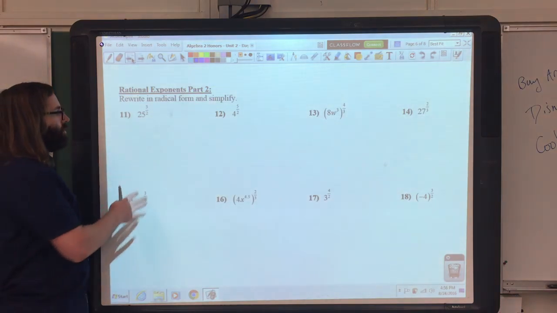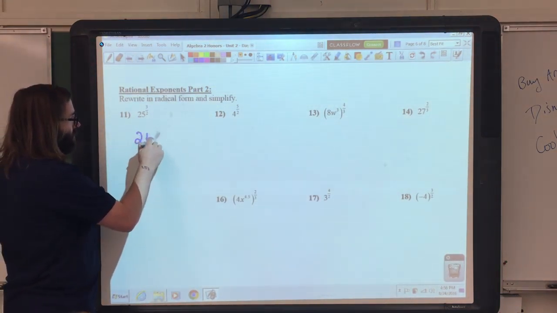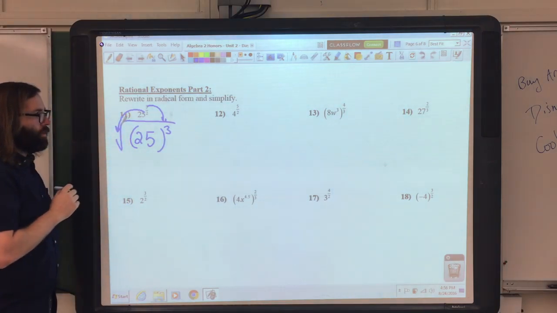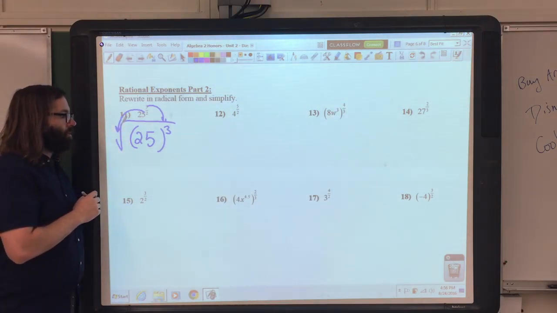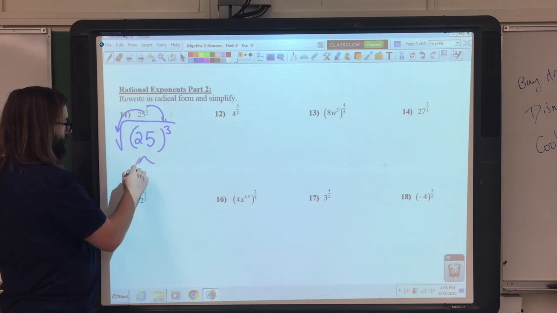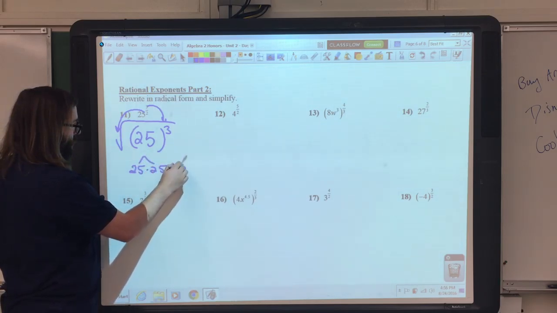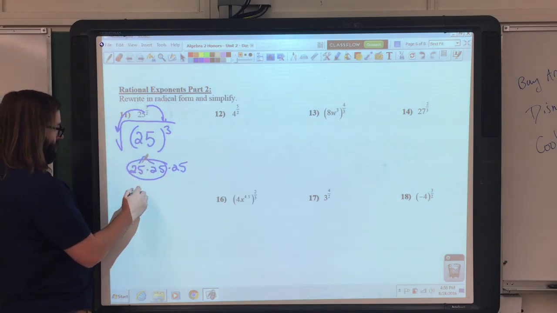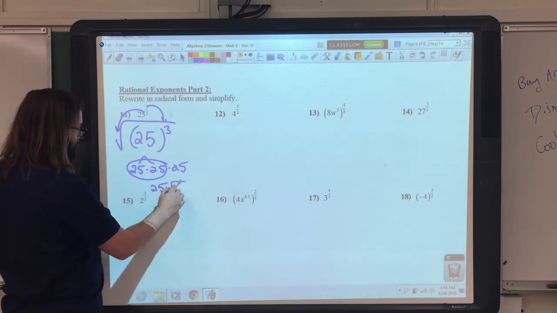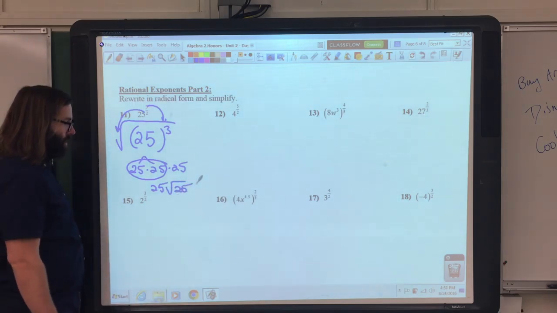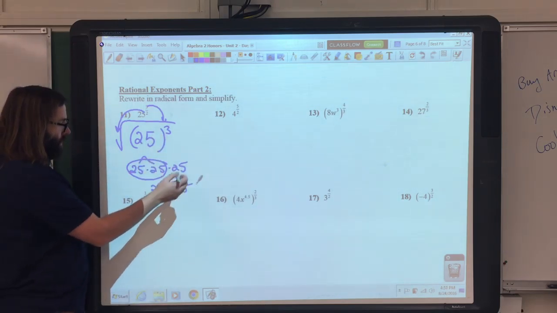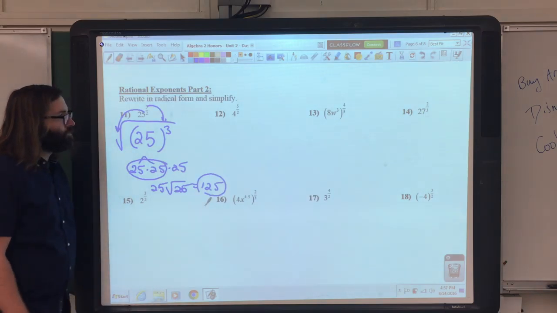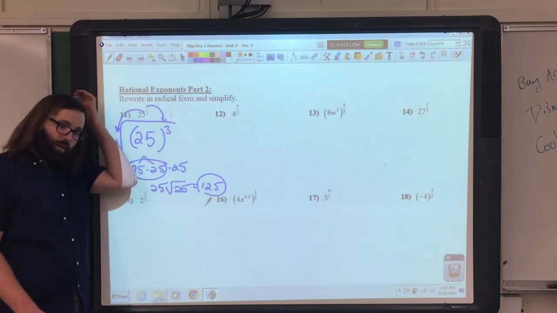All right, so let's go over these. 25 to the 3 halves, that is 25 cubed, square rooted. You can simplify this as 25 times 25 times 25, that is cubed, and you can bring out two of these. So you should have gotten 25 times the square root of 25, which is 5 times 25, 125. Okay, hopefully you guys got that.